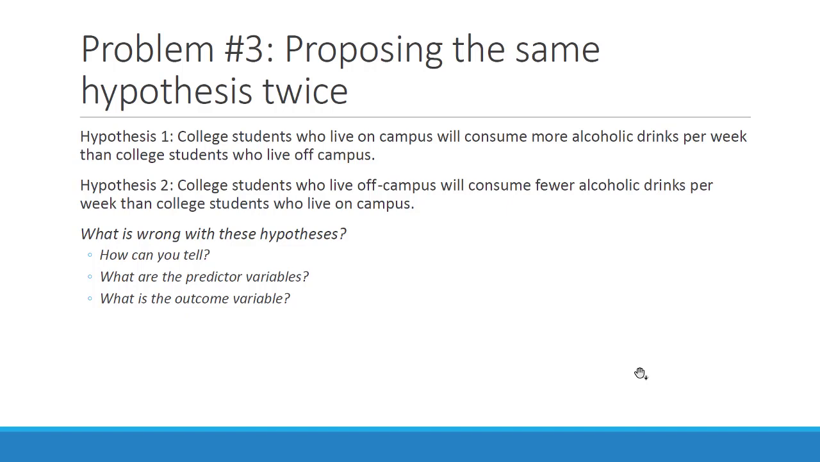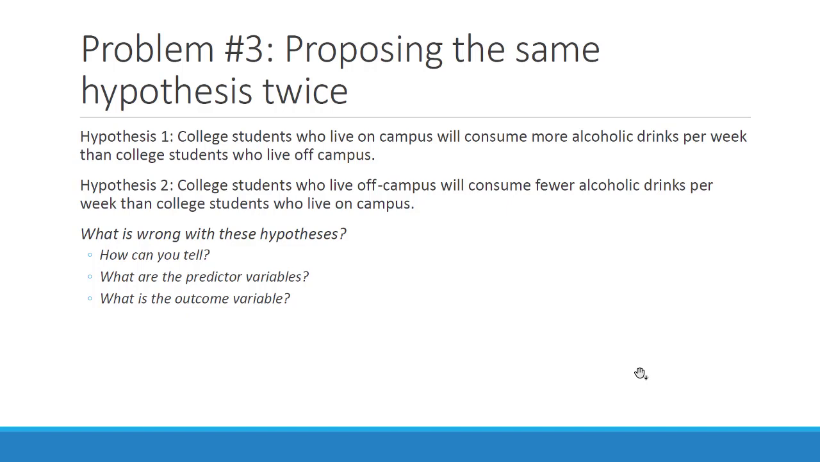So the problem is that you're basically saying the same thing twice. So they're the same thing. One is saying that if you live on campus, you'll drink more than those who live off. The second one saying if you live off, you'll drink less than those who live on. So you're saying the same thing twice. Your hypotheses need to be two different hypotheses, not just the same hypothesis reworded in the opposite way.